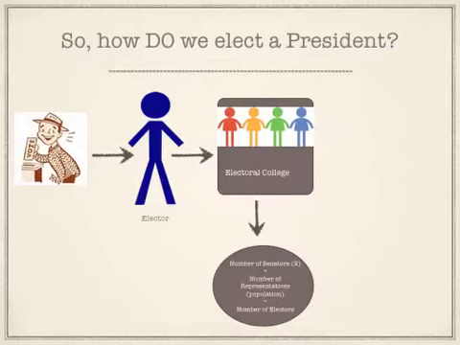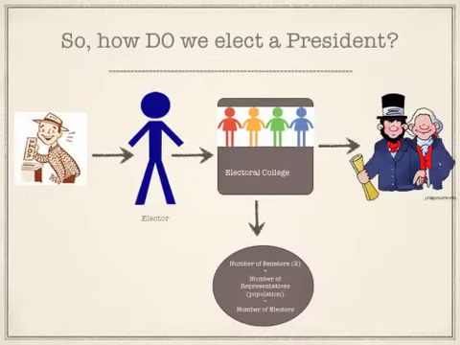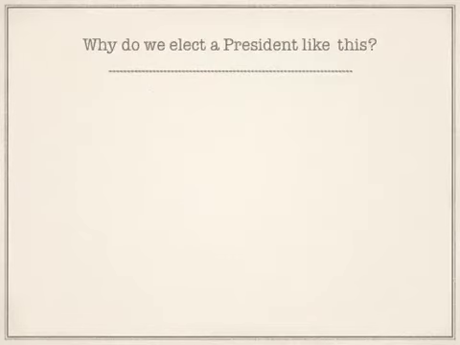If we do the math right, there's 535 electors that vote to officially elect the president. So they get together, they cast their ballots, most times the way they promised to, and then the president is officially elected. There's kind of an in-between step. There's kind of a buffer, if you will, between regular voters like Vic and the president. Why would we do this? Why do we elect a president like this? There's 3 big reasons for that.